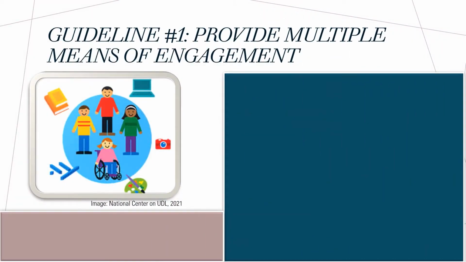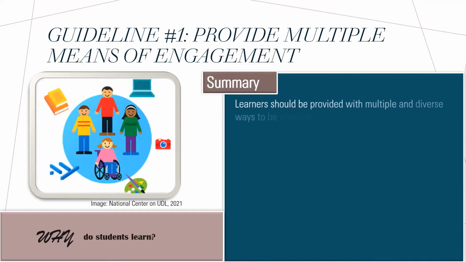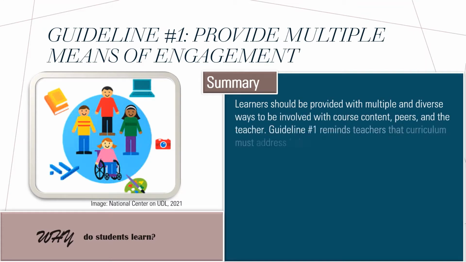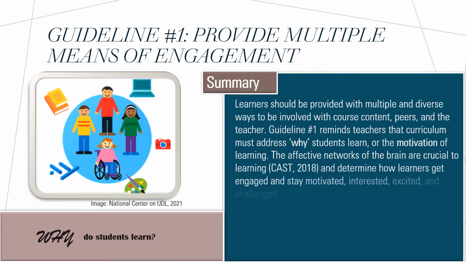The first guideline is to provide multiple means of engagement. This is dealing with why students learn, the affective network of the brain. Learners should be provided with multiple and diverse ways to be involved with course content, peers, and the teacher. Guideline number 1 reminds teachers that curriculum must address why students learn, or the motivation of learning.